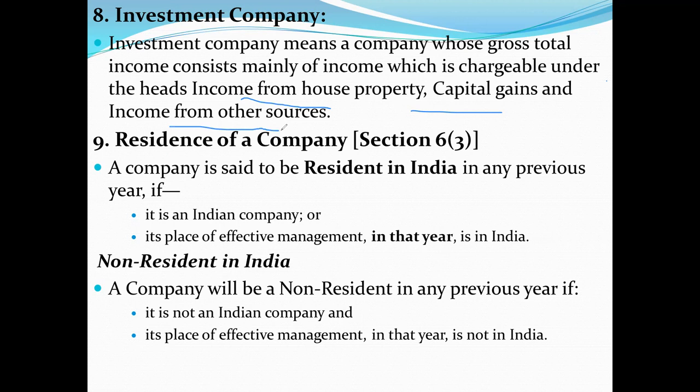Majority. Okay. So income from business and profession will not be the majority. It will be from income from house property, income from capital gains, and income from other sources. Okay. So based on the residential status of a company, I told you Indian company and non-resident. If its POEM is not in India, it is non-resident. Okay. If its POEM is in India, it is a resident. Okay. Did you understand? These are the various kinds of companies.